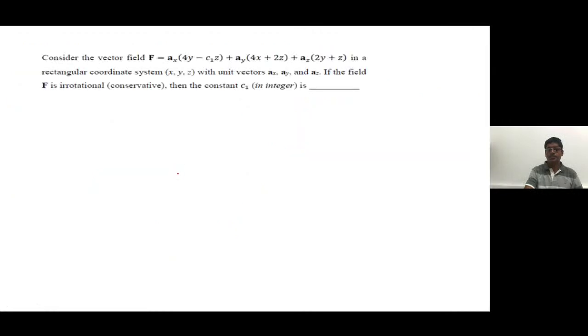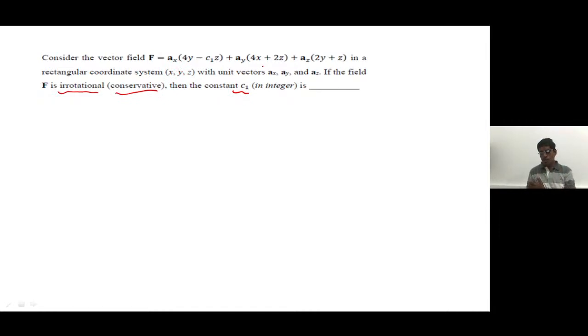The next one, this is also an easy question. Consider the vector field f bar equal to ax into 4y minus c1z plus ay into 4x plus 2z plus az into 2y plus z in a rectangular coordinate system x, y, z with unit vectors ax, ay, az. If the field f is irrotational, another name for irrotational is conservative force field, then the constant c1 is. So the unit vectors, instead of i, j, k, are also used in electromagnetic field theory notation.